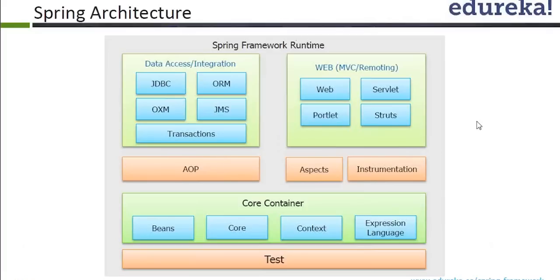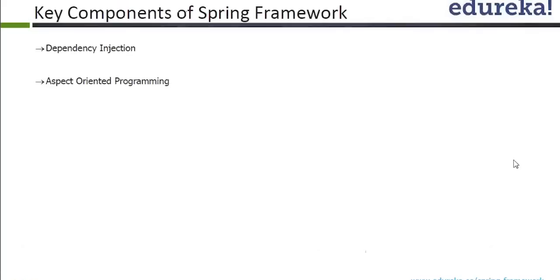So all these things belong to Spring, and there are lots and lots of modules, data integrations, right? Now the key components of the Spring framework are dependency injection and aspect-oriented programming, right? Basically, dependency injection is the basic design principle on which the core Spring framework is built. Dependency injection.